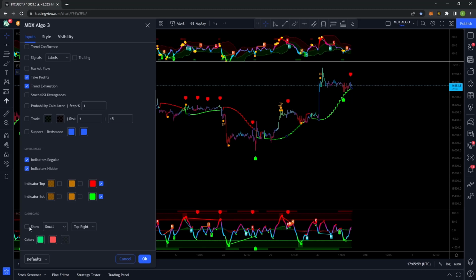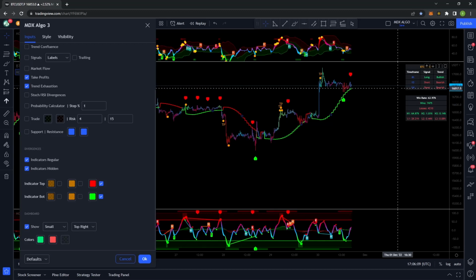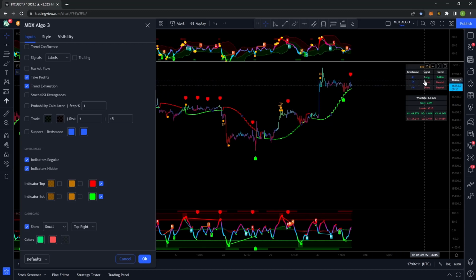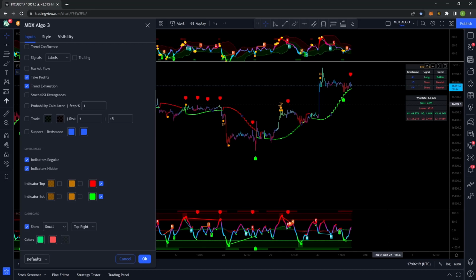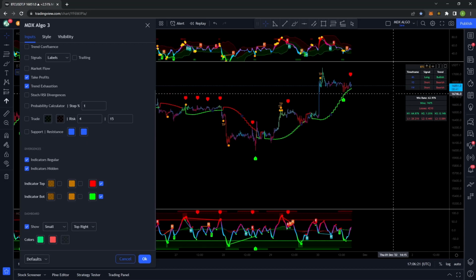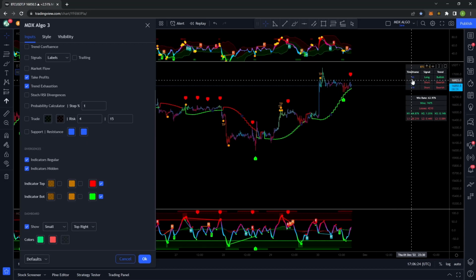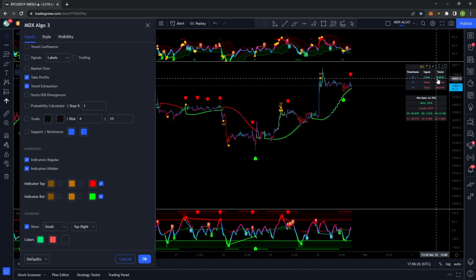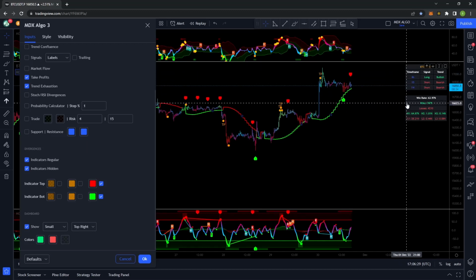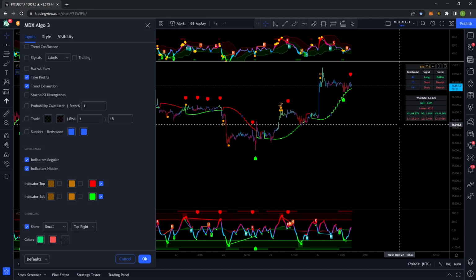Last thing with the ALGO 3 here is the dashboard. So you can add this little data screen, which should appear right here. It outlines what each time frame is looking like. So again, just getting a quick view of the overall market without having to flip between a whole bunch of charts over and over. This indicator just does such a good job of hitting you with the trends, being able to check out how things are while you're on different time frames and stuff like that.